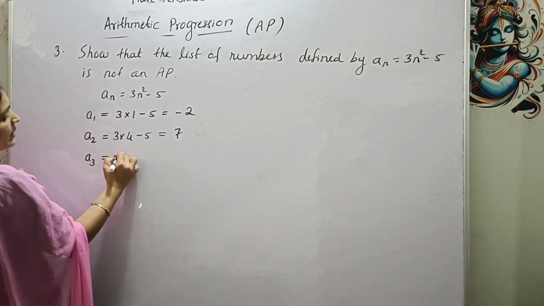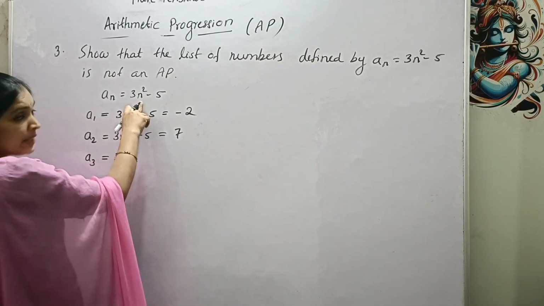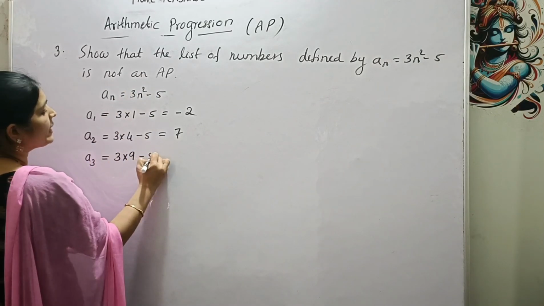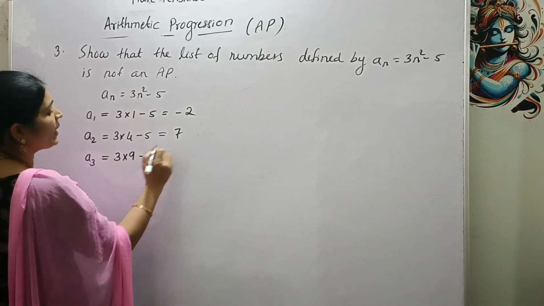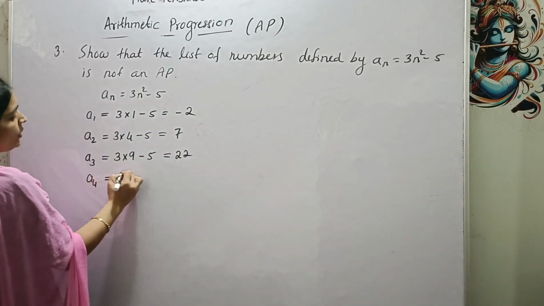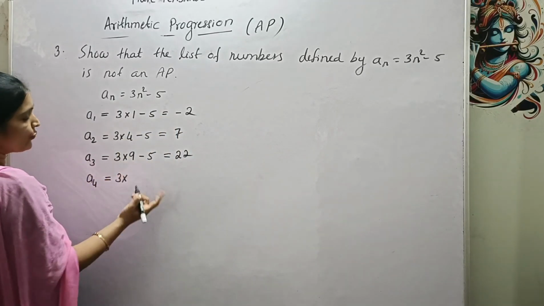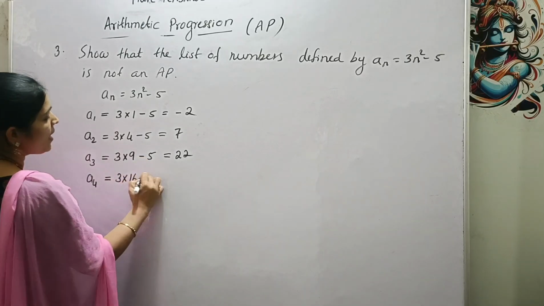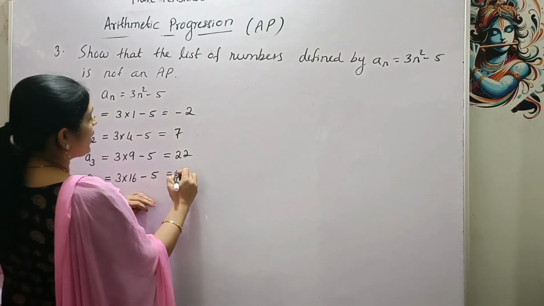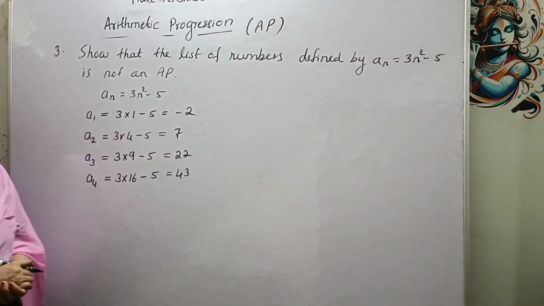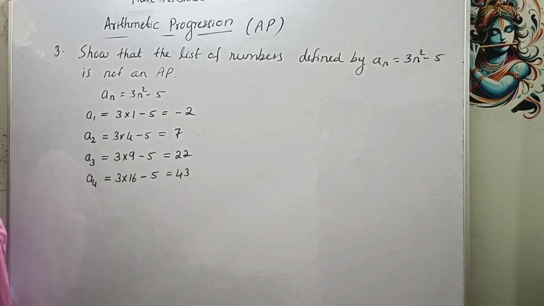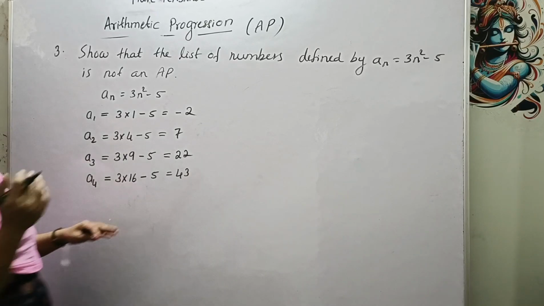Next, third term: 3 into 3 square. Substitute n equal to 3. 3 square is 9, so 27 minus 5 is 22. Next, a4 is equal to 3 into, n equal to 4, 4 square is 16, so 48 minus 5 is 43. Okay. Now here we have got 4 terms. Now let's find the differences, right?